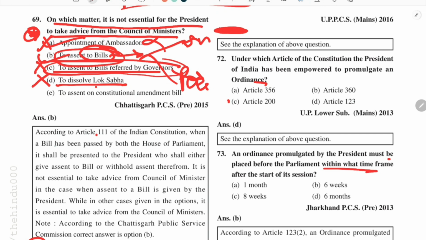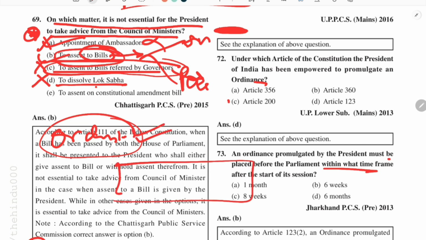So coming to the process of ordinance making. What is this special power of the President? As we know, to make a law, a bill has to be introduced in both houses and passed by both houses, that is Lok Sabha and Rajya Sabha, and then it has to be signed by the President. Only then does a bill convert into a law.